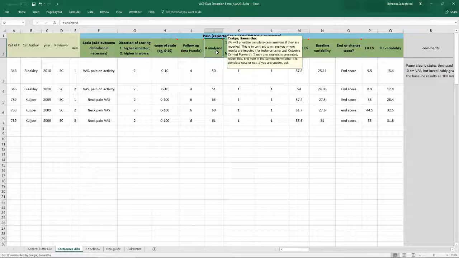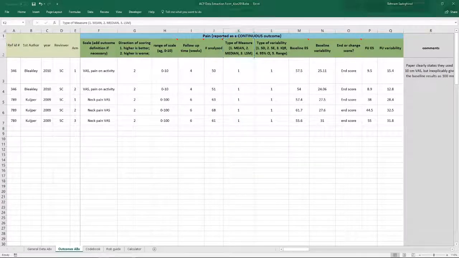More likely, of course, they will present one analysis, and that's the one you are to record. Please check carefully for the number of patients included in that analysis. It is also possible that the numbers will be different for different outcomes.